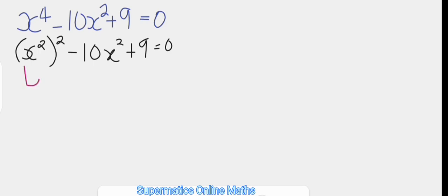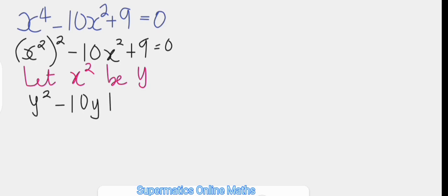So first we can let x^2 be represented by y. Doing this makes the equation become y^2 - 10y + 9 = 0. This actually enables us to reduce the equation from a quartic equation to a quadratic equation. And once the quadratic equation is solved, it's going to be easy to solve the quartic equation.